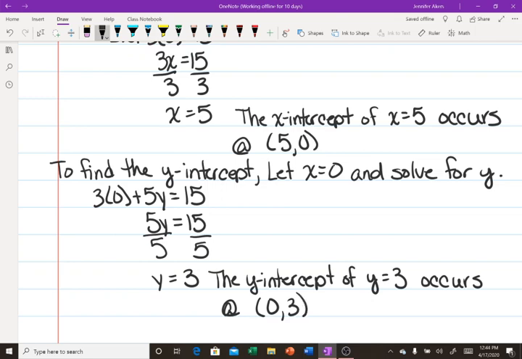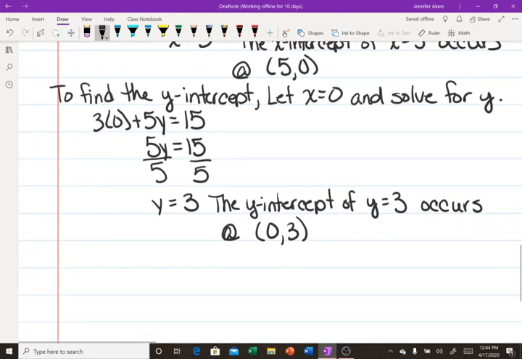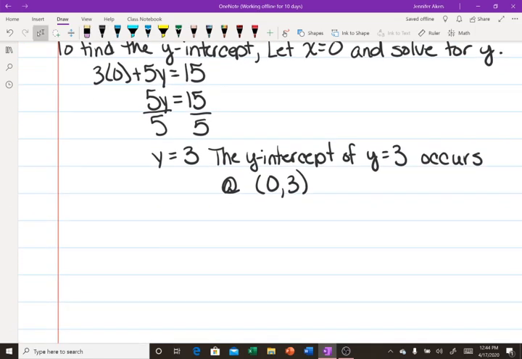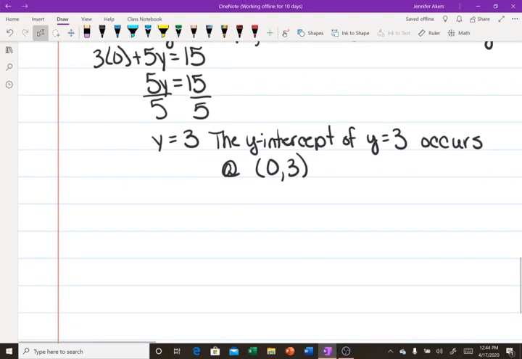So we have found both intercepts. In a linear equation, you will only have one x-intercept, you only have one y-intercept. When we get to quadratic equations, I hope you remember we could have up to 2 x-intercepts. In quadratics, we could have 0 x-intercepts, 1 x-intercept, or 2 x-intercepts. In linear equations, we will have 1 x-intercept.